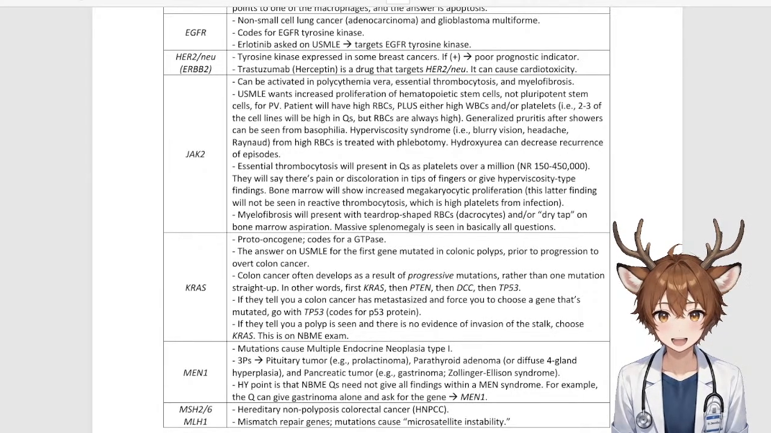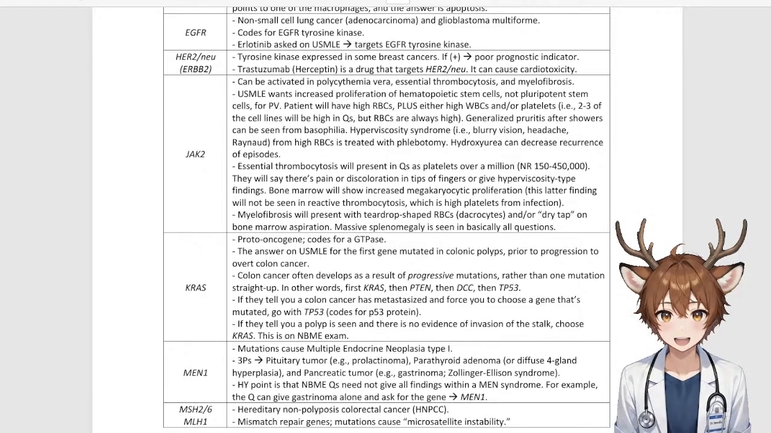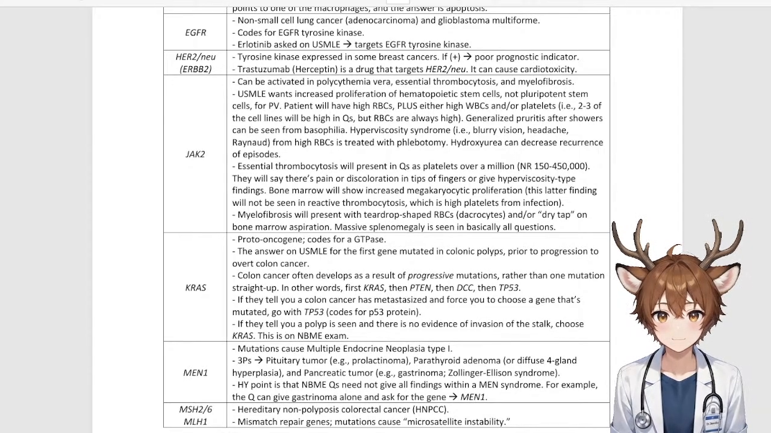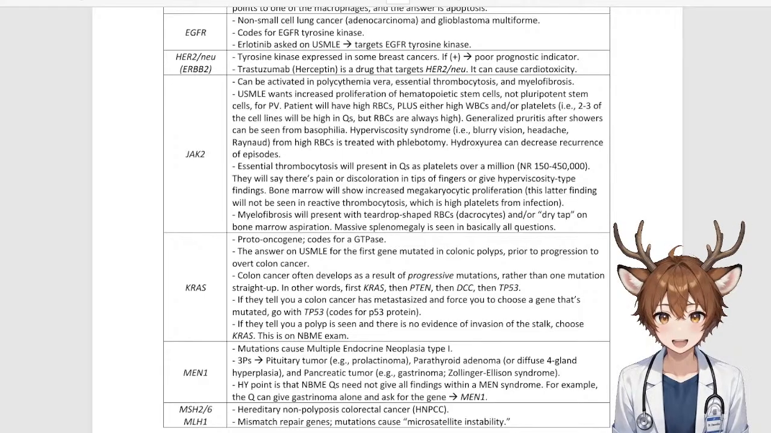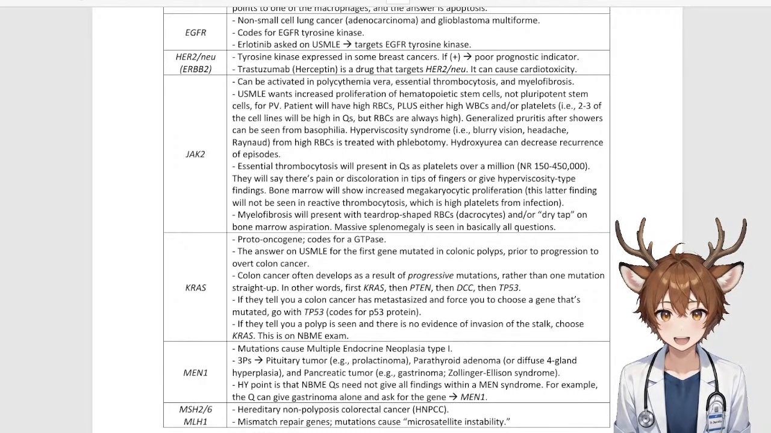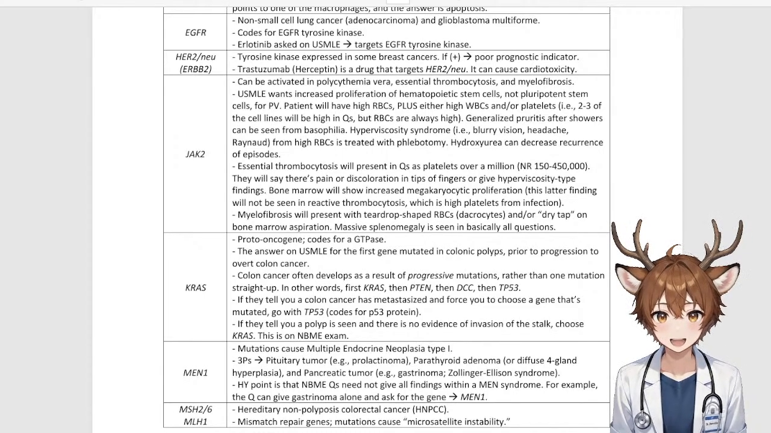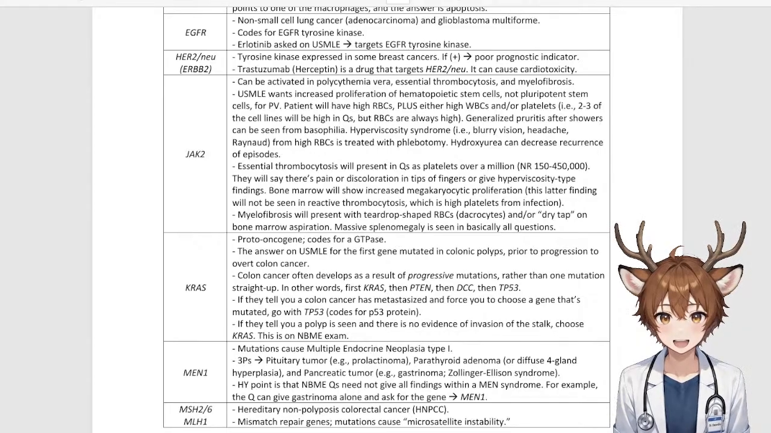What about KRAS? I always think it looks like the word crass, but it's pronounced, I guess they call it KRAS. Proto-oncogene, codes for a GTPase. The answer on USMLE for the first gene mutated in colonic polyps prior to the progression to colon cancer.